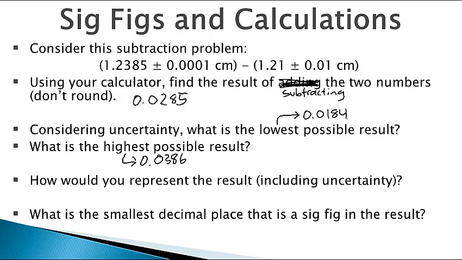Where is the uncertainty? In which digit? Carrie? The hundredths. All right. So my uncertainty is in the hundredths, so I got to round my answer to the hundredths place. So this looks like it's about 0.03 plus or minus 0.01. So it's really the hundredths is my smallest decimal place that I can keep. And it turns out that's my only sig fig in my answer.